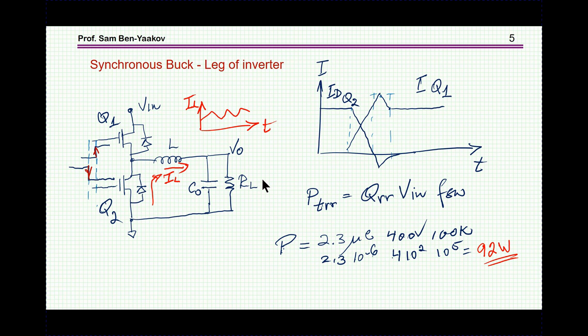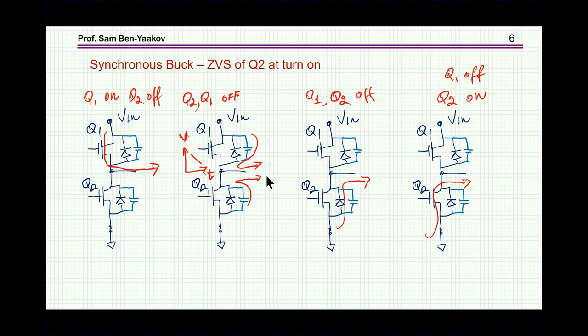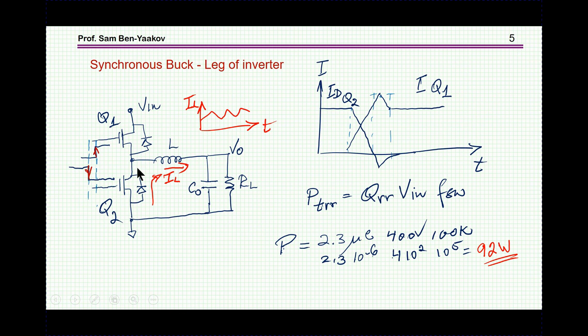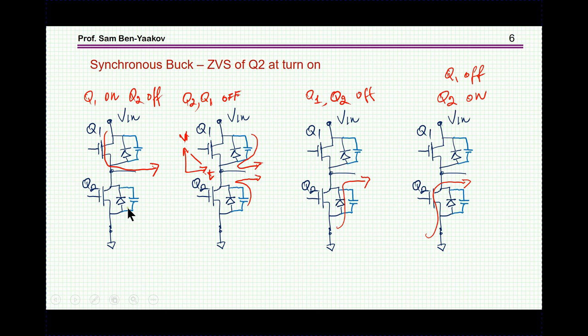It's a big problem. It is interesting to note, however, that while this transistor is hard switched at turn on, as we have seen, we mean by that that it has to work against this conducting diode, so this is hard switching. This transistor Q2 at turn on is actually soft switched, and I'll go over it because it has a consequence of how we might solve the problem of the hard switching by soft switching. So let's try to understand this.